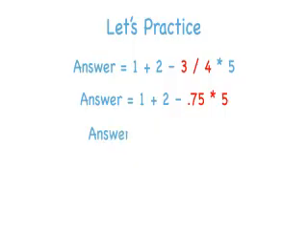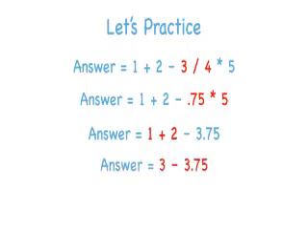Step 4. Look at our problem now. Step 5. We are now ready to do our addition and subtraction, and because we work left to right, we will add 1 plus 2 first. Step 6. Finally, we are ready to subtract 3.75 from 3. Step 7. Our answer is negative 0.75.